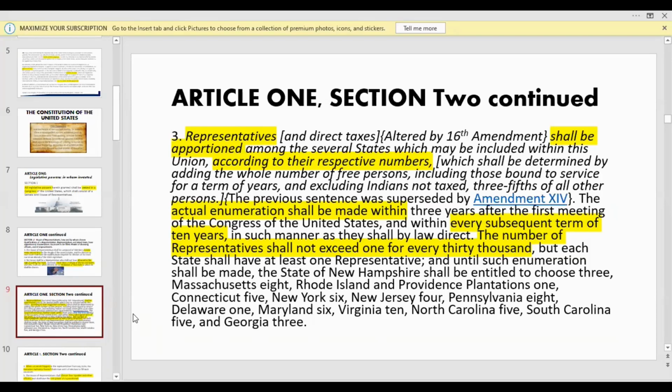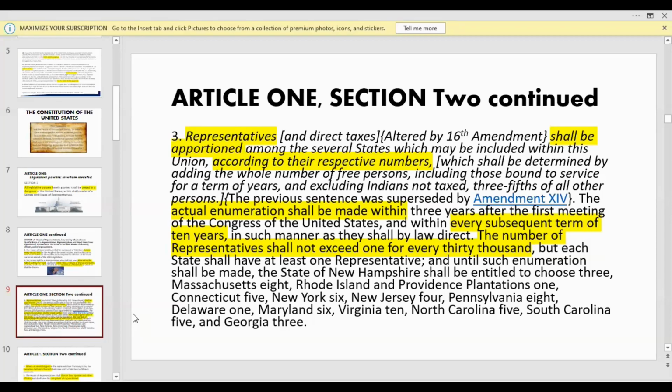You'll see who was to be counted. This is the infamous section about a whole person, the whole number of free persons are counted. Indians are not counted, and 3/5 of all other people, the slaves, would be counted. All free persons counted, I guess there's nothing to discuss there.